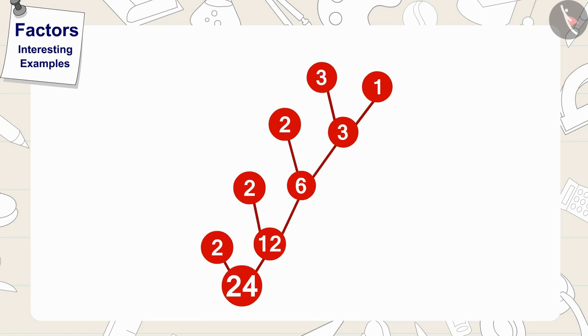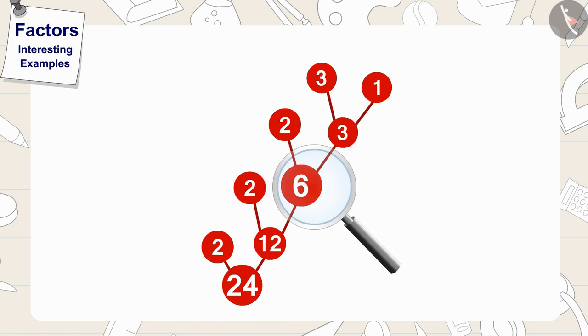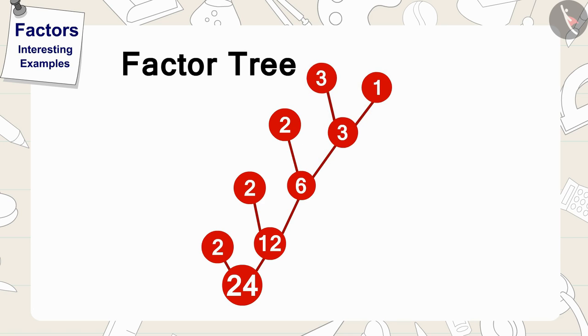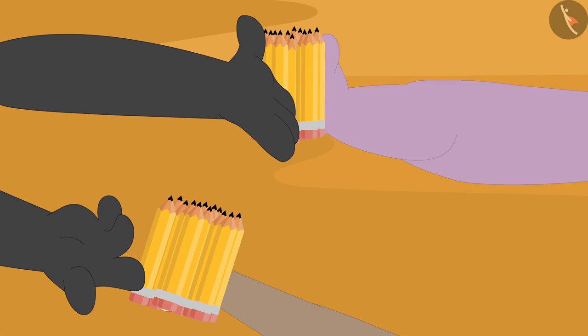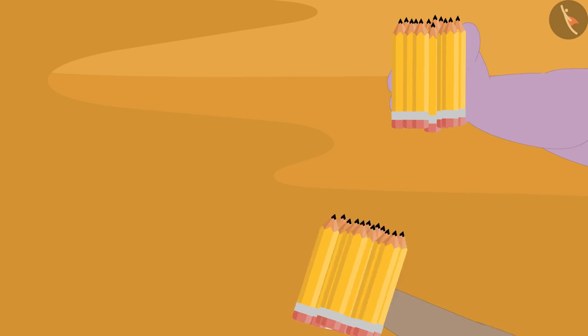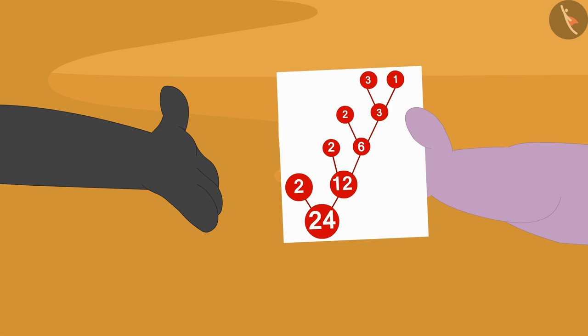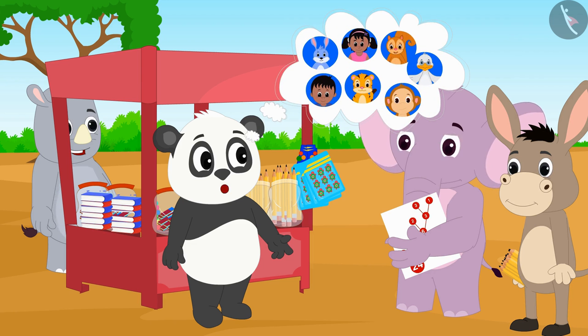Such a picture, in which we show all the factors of a number, is called a factor tree. Golu divided his 24 pencils equally among his 2 friends and, after giving them a picture of the factor tree, they should accordingly distribute the pencils equally to their friends.